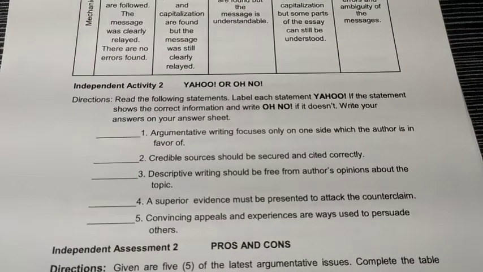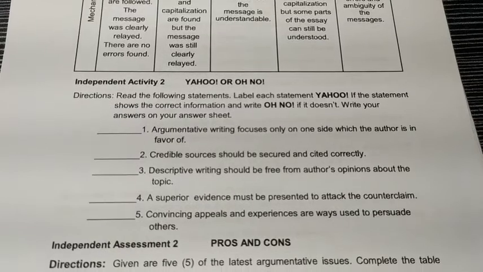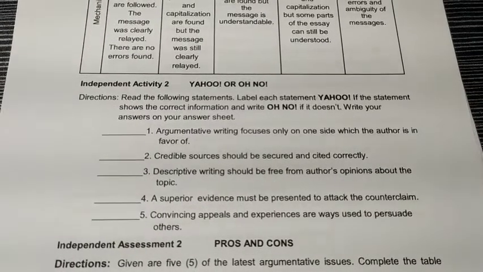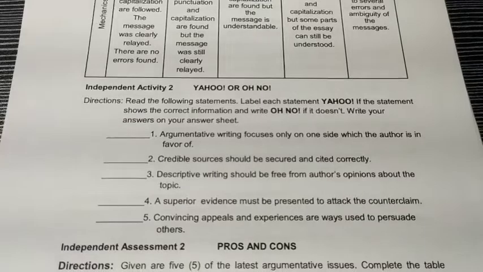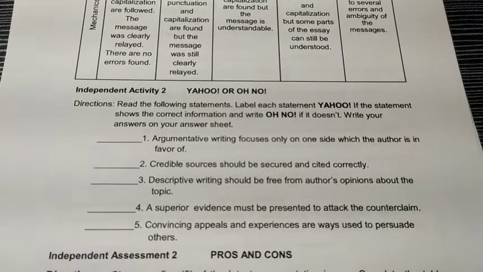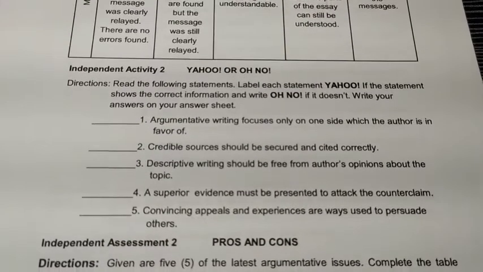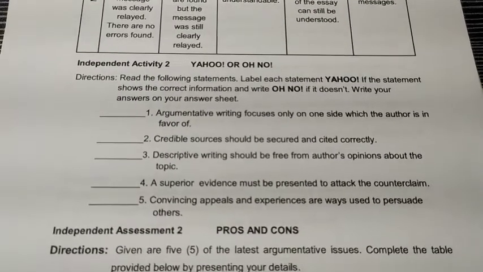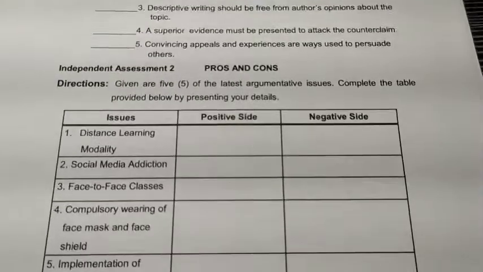Then independent activity number 2, Yahoo or Oh No. Yahoo means it is correct, and Oh No means it is not correct. It is like true or false, but we replaced true with Yahoo and false with Oh No. So you will read each statement in each number, then identify if it's correct or not by writing those words.